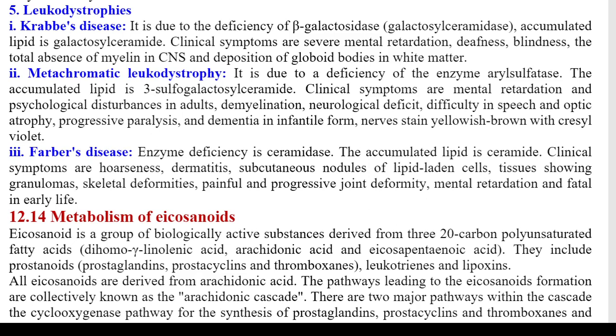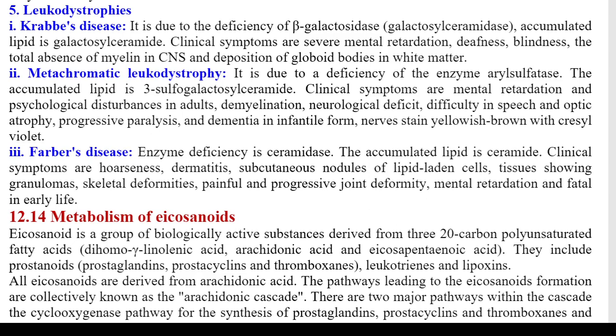The accumulated lipid is 3-sulfagalactosylceramide. Clinical symptoms are mental retardation and psychological disturbances in adults, demyelination, neurological deficit, difficulty in speech and optic atrophy, progressive paralysis, and dementia in infantile form. Nerves stain yellowish-brown with cresyl violet.